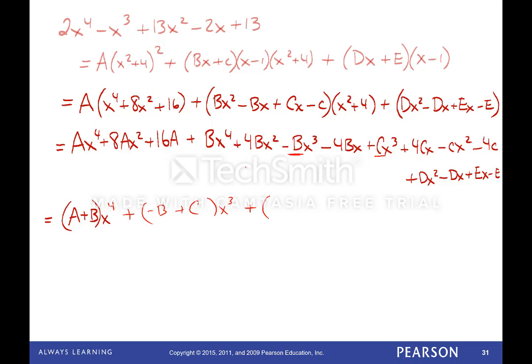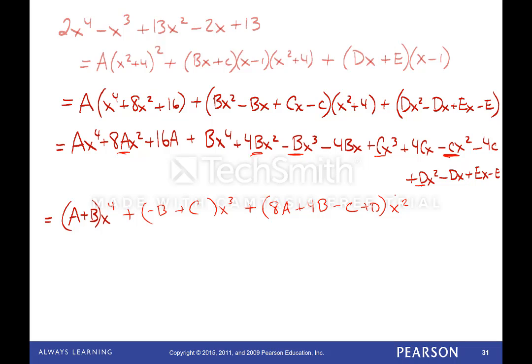Now let's look for my x squareds here. I think there should be quite a bit of them. So how about 8a plus 4b minus c is over here, so minus c, and then the d value right here, so plus d. There's your multipliers for x squared.